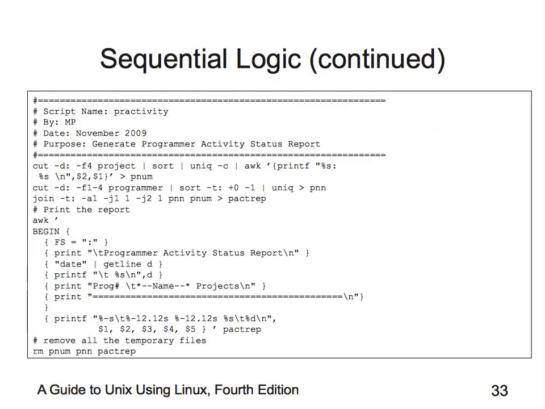If you look at this script, it basically runs those commands in that order. It'll run the first cut command, then it'll run the second cut command, then it'll run this join command to create this file, and then it'll use awk to print the report it wants to print, and then it will remove all those temporary files it created. So that is sequential logic. It goes in order, it does every command.